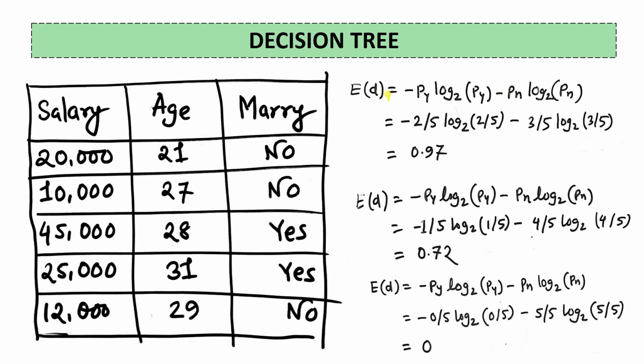Now let's try to do some mathematics using this formula. So let's go to the next slide. We have one example, a table which has the features salary, age, and married. If the salary is 20,000 and the age is 21, he cannot marry. He is unable to marry just because the salary is low and the age is also low. I'm just taking one example. If the salary is 10,000 and the age is 27, he also cannot marry, just because his salary is low, because salary should be high so you can marry.